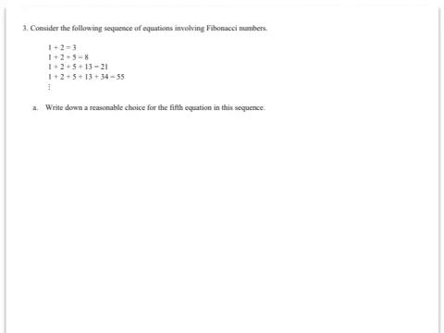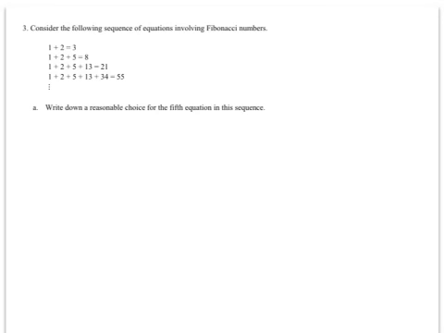In order to write down a reasonable choice for the fifth equation, we have to see a pattern. And the first thing we might notice is that all the numbers in these equations are Fibonacci numbers. So maybe I'll just write down the list of Fibonacci numbers to start.